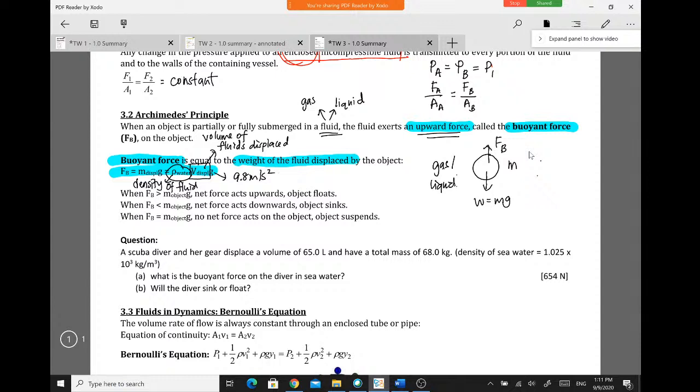Okay, so the maximum buoyant force, when I mention maximum buoyant force, means when you submerge the whole thing inside the water, yeah?